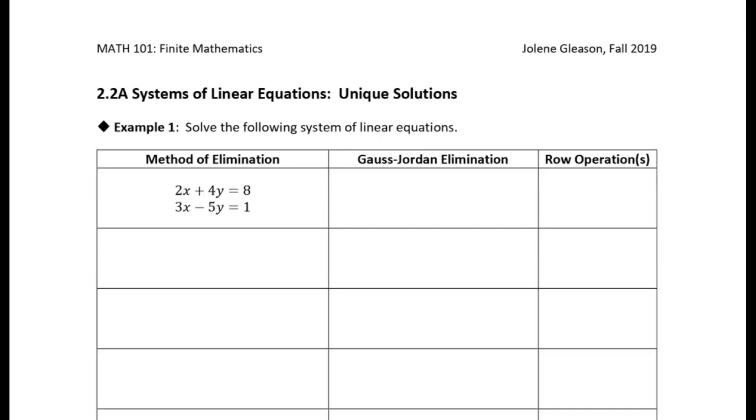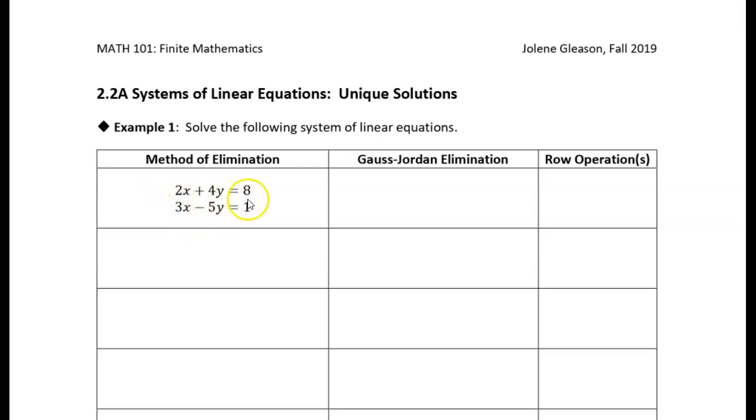Now, Gauss-Jordan elimination can seem a little cryptic and very mysterious. So what I want to do is show you an example side by side. I'm going to show you the method of elimination and Gauss-Jordan elimination and hopefully take some of the mystery out of it. So let's take a look at this system of equations that we have here.